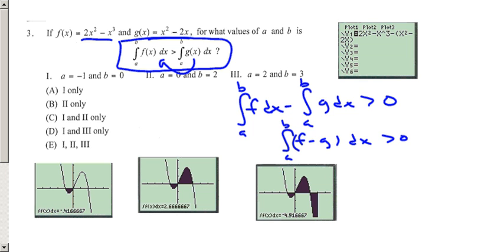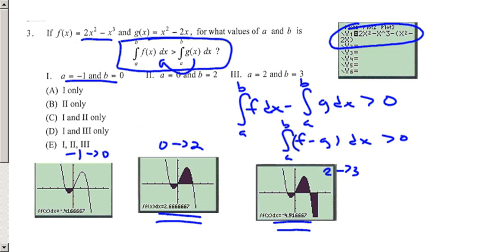So what I did is I just plugged f minus g into my y1, and then I used the second calc integrate button, integrating from -1 to 0, from 0 to 2, and then from 2 to 3. And if we look at what the integrals equal, the only time it's greater than 0 is for this case, so that would be 2 only. Answer B.